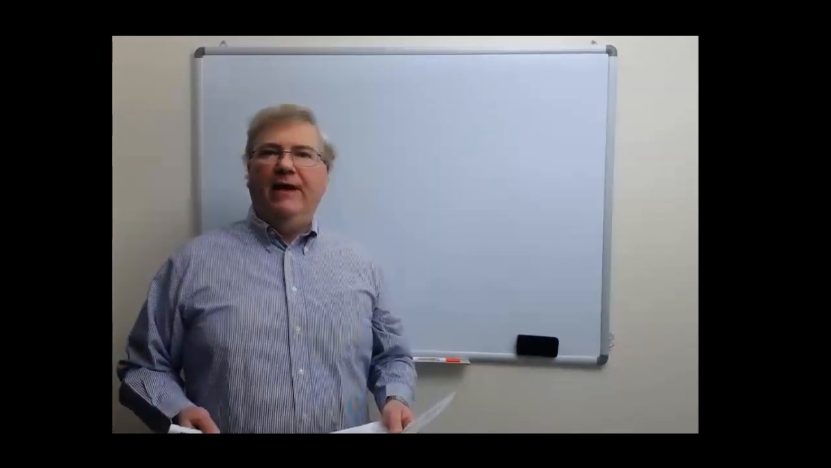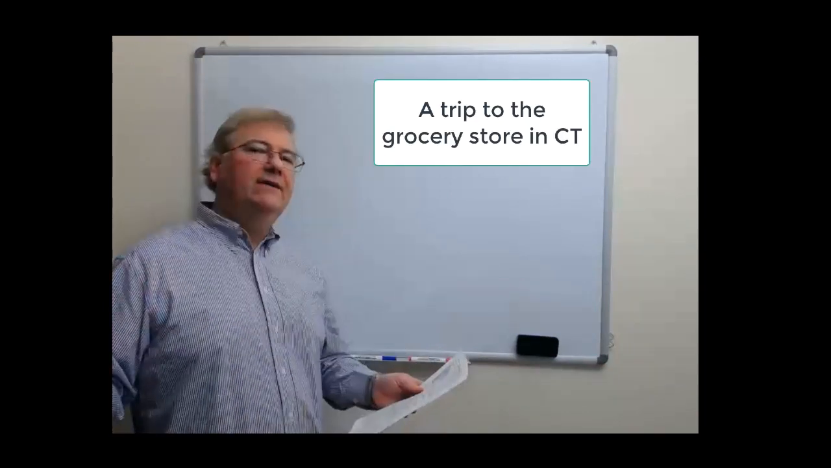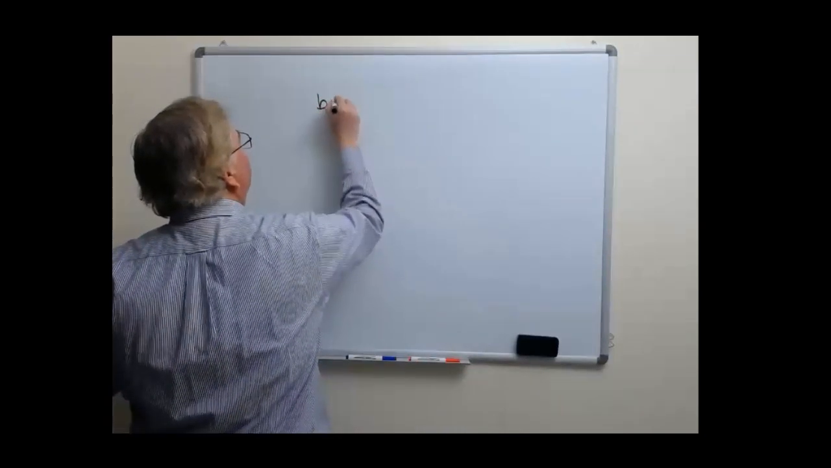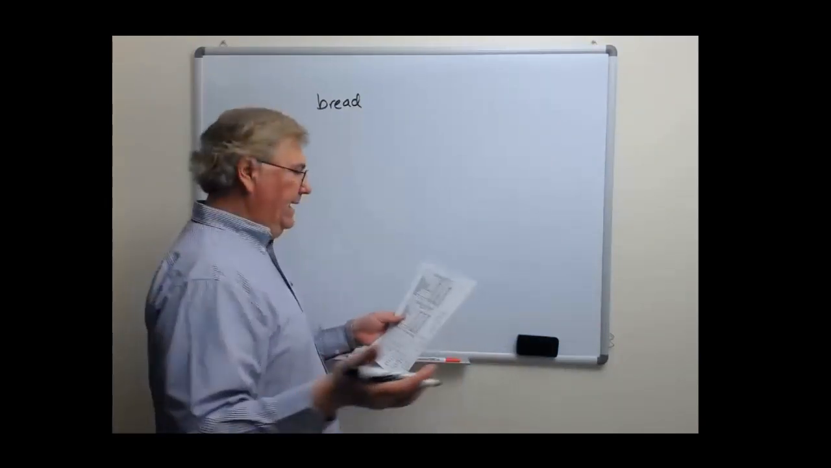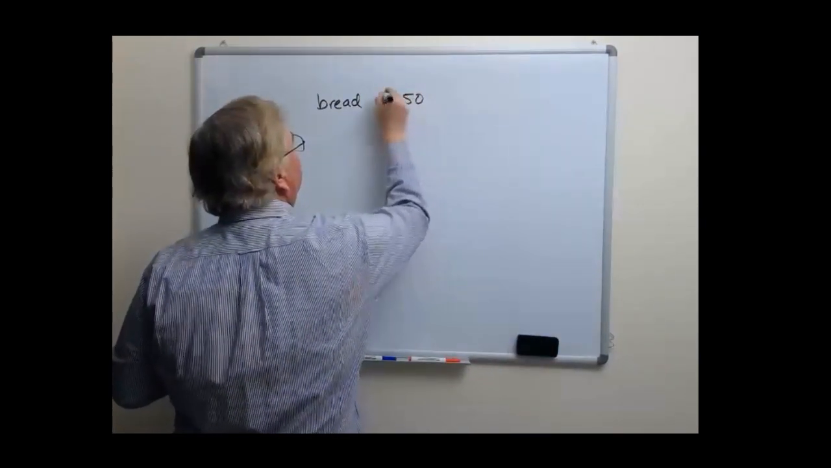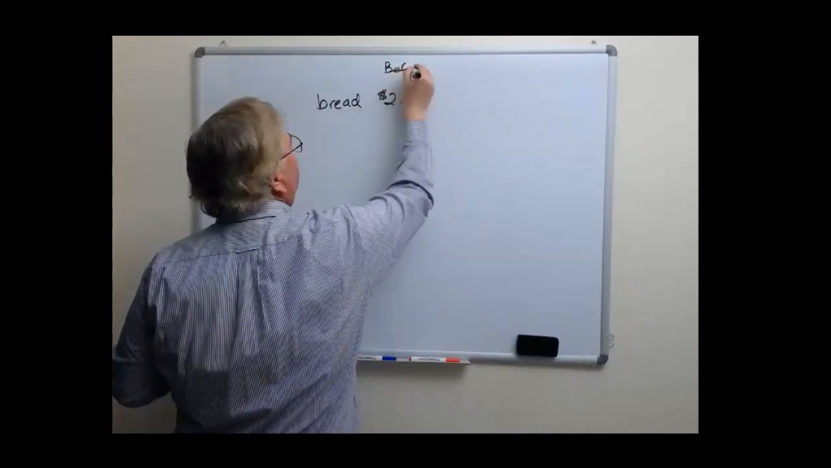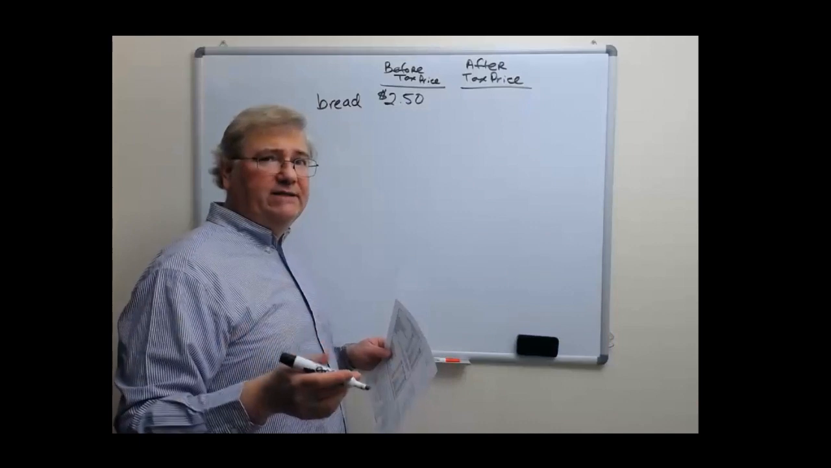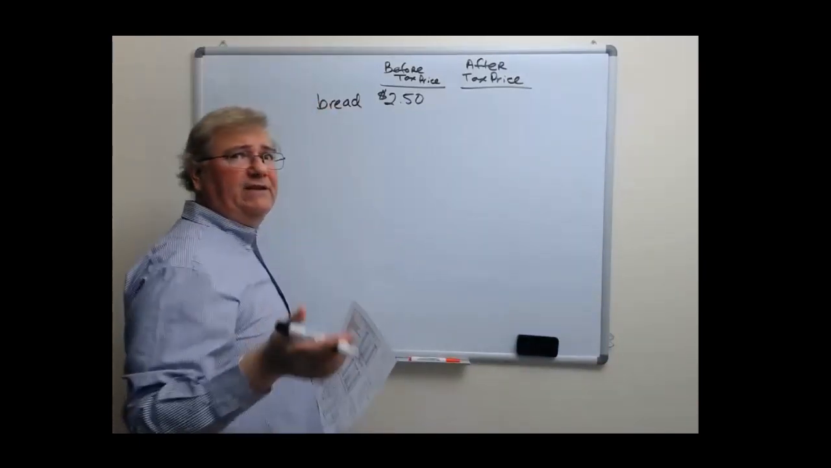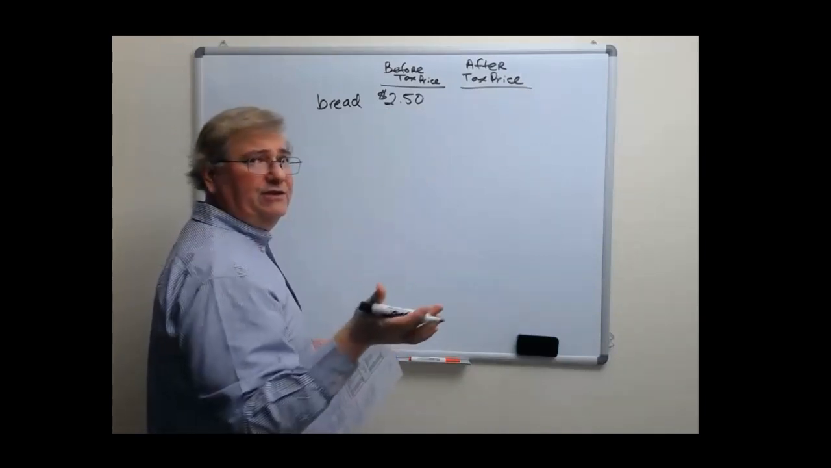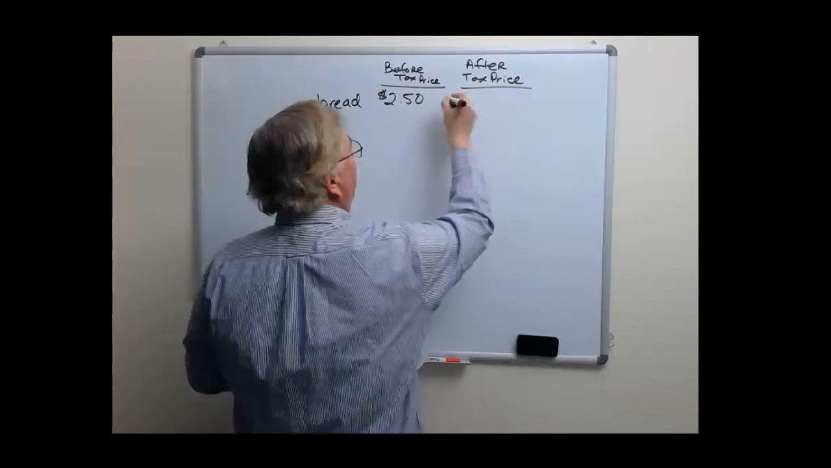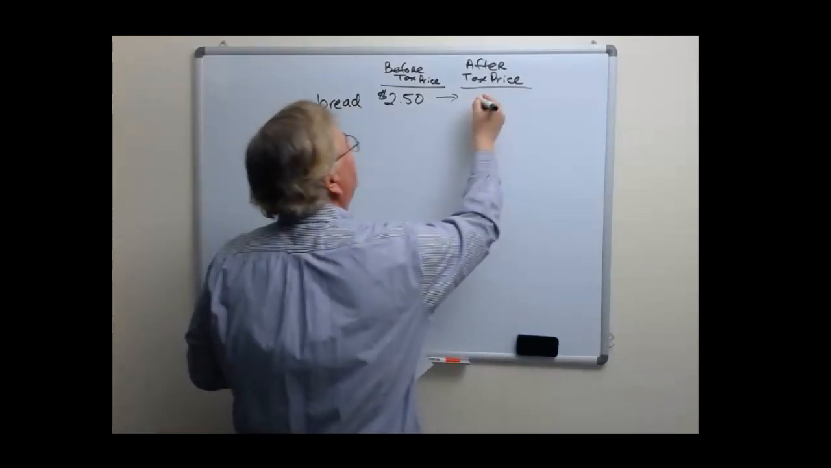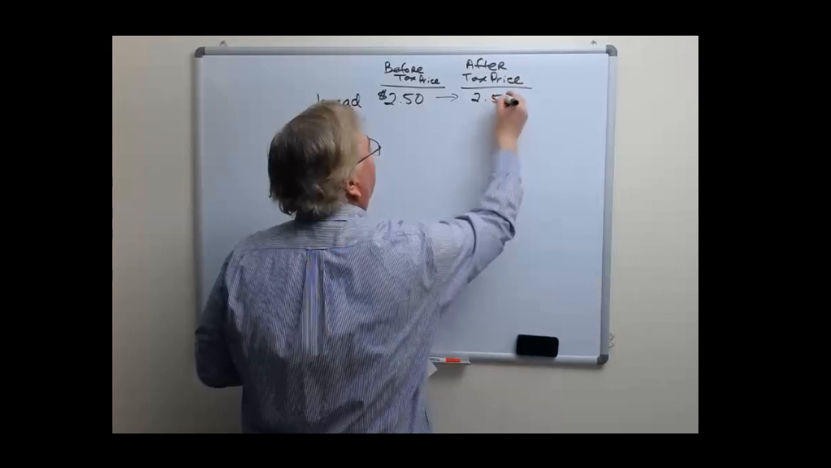So let's turn to the hypothetical example that we have in Chapter 12, shall we? It's entitled A Trip to the Grocery Store in Connecticut. So let's say we had to buy some bread, okay? And the price tag on the loaf of bread is $2.50. And this would be the before-tax price. And then if the item is subject to tax, we have an after-tax price. But what you'll begin to see is those items like bread, which is not subject to tax, the after-tax price is the same as the before-tax price because bread is not subject to sales tax in Connecticut. So the after-tax price happens to be the same, $2.50.